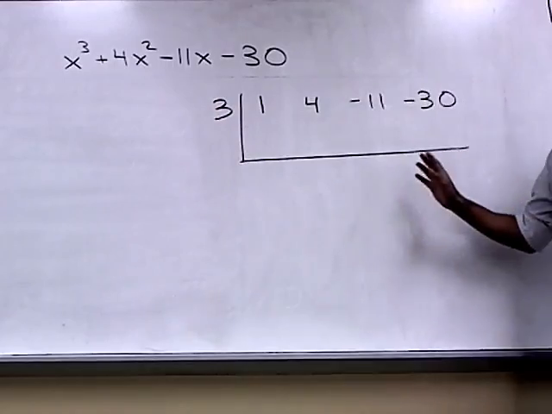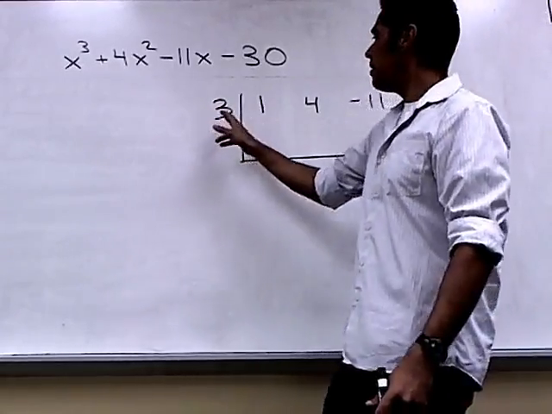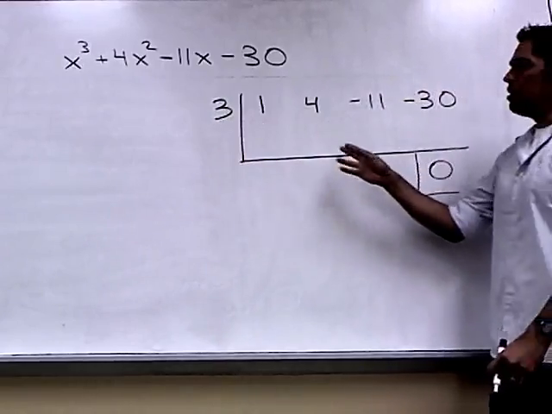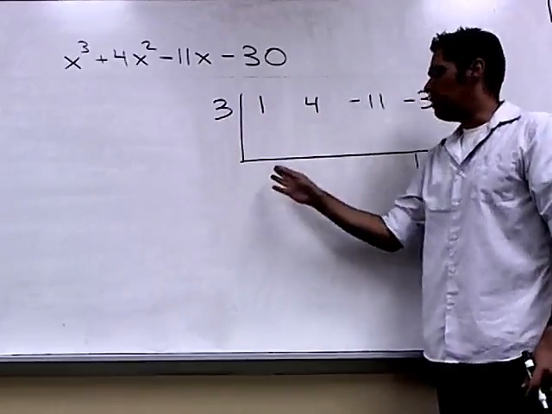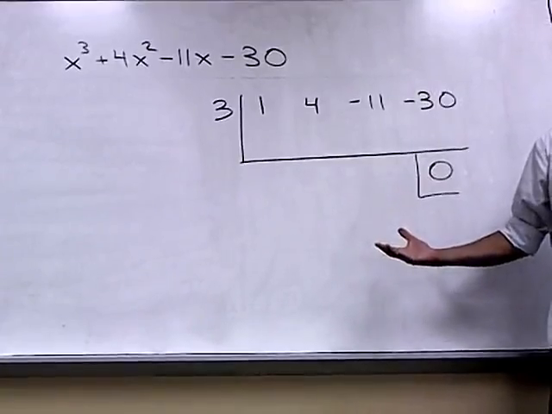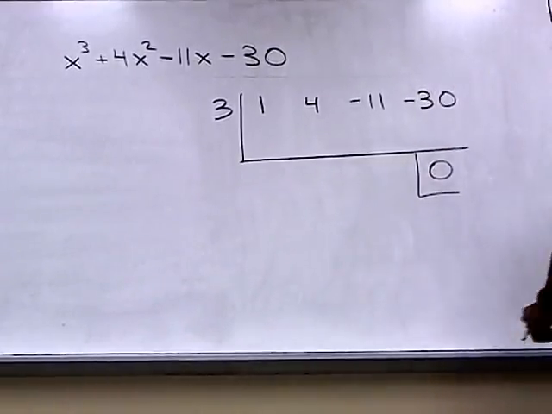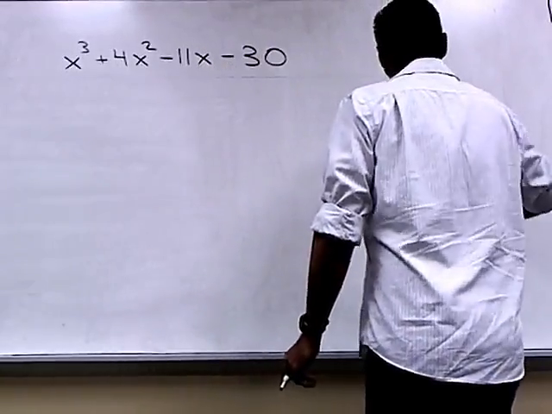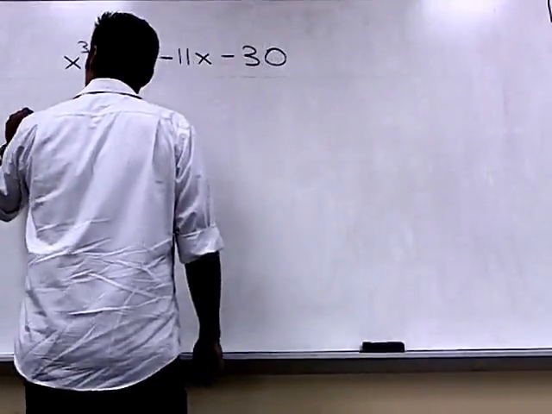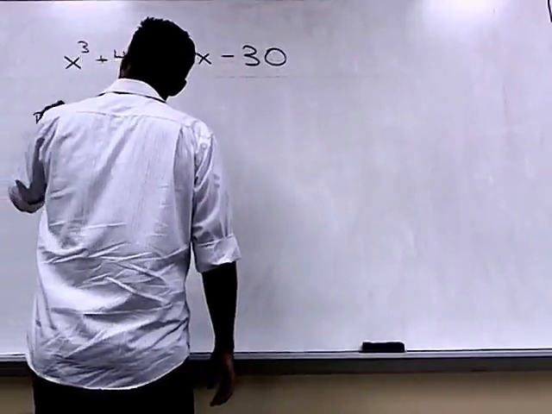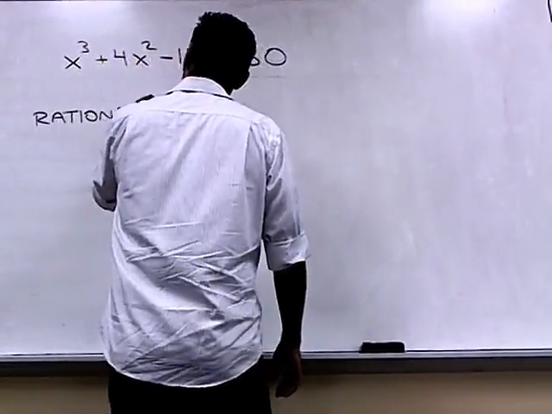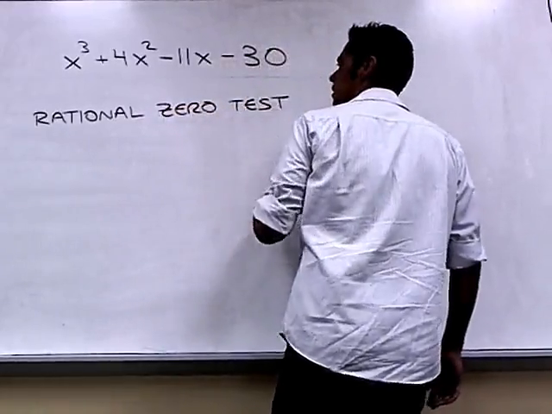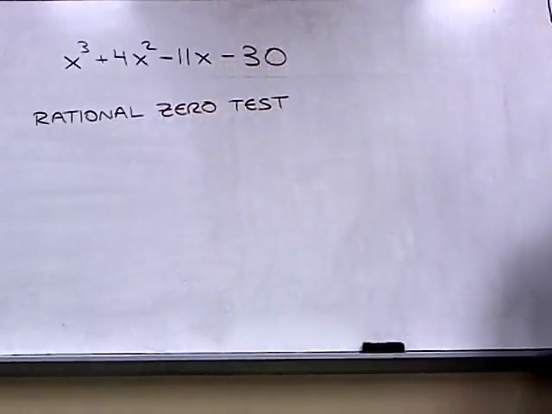So today is about where does that 3 come from? Because if we have that 3 and it works and we get 0 out here, then we saw that we could use that 3 and the numbers that remained here to factor, correct? Okay, so where does that number come from? We're going to do something called the rational 0 test. Okay, the rational 0 test.